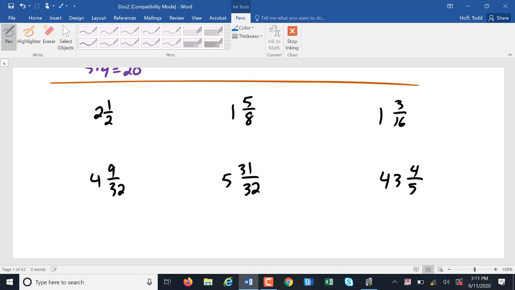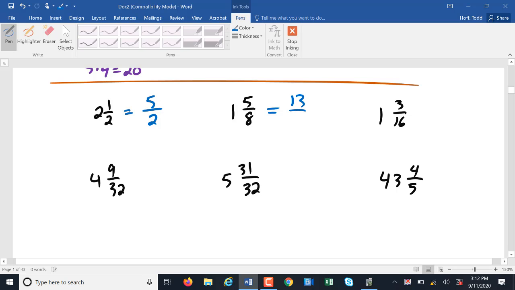I know I'm cutting you a little short, but let's go over what you have done so far. 2.5 becomes 5/2. 1 5/8 becomes 13/8. 1 3/16, 19/16. Yeah, 1 times 16 is 16 plus 3 is 19. 4 9/32. Careful. 137/32. There you go. I wasn't sure if I was hearing you right.